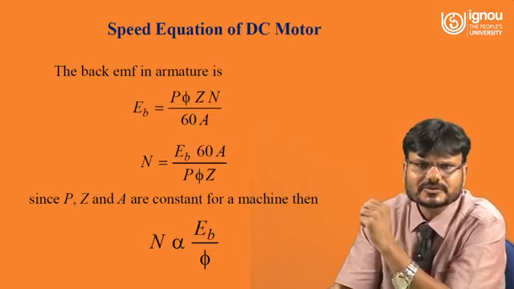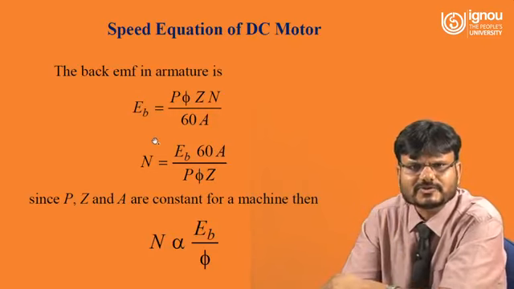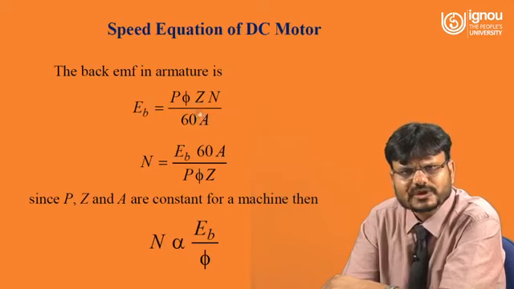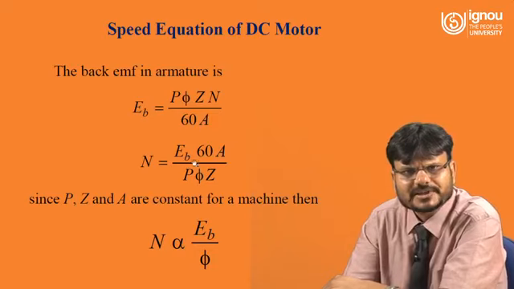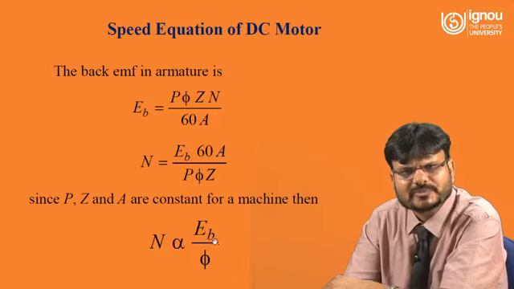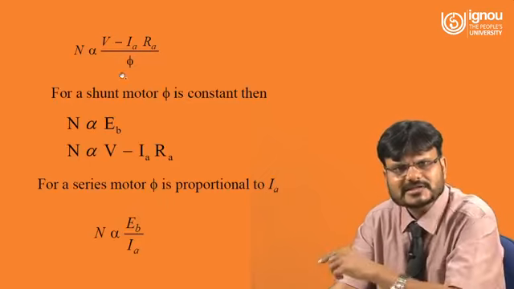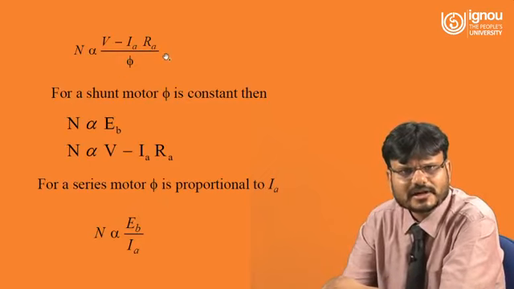Now as you know, the equation of back EMF is equal to PφZN upon 60A. So by this formula you can write N is equal to E_b into 60A upon PφZ, where P, Z and A are constants. So N is directly proportional to the back EMF and 1/φ. And this E_b can be written as V minus I_a R_a, upon φ.